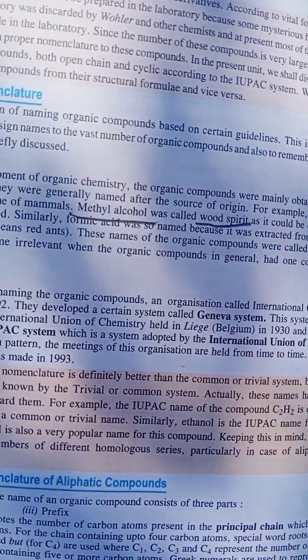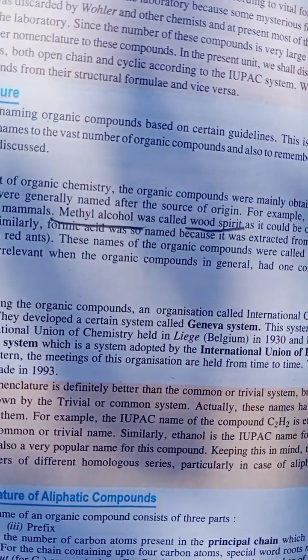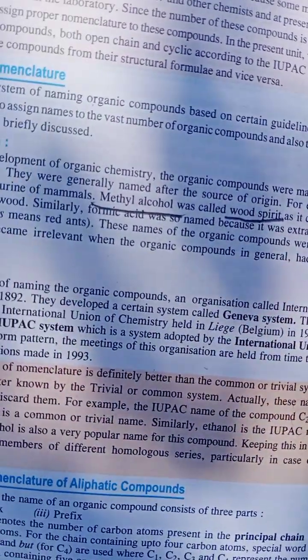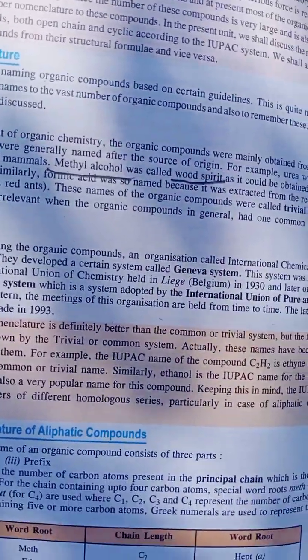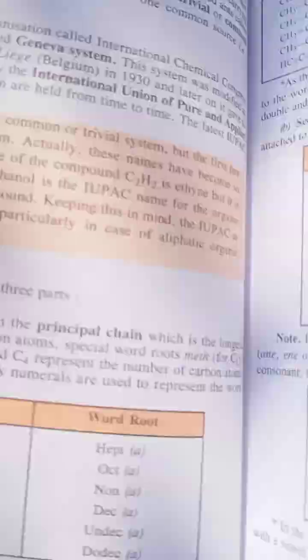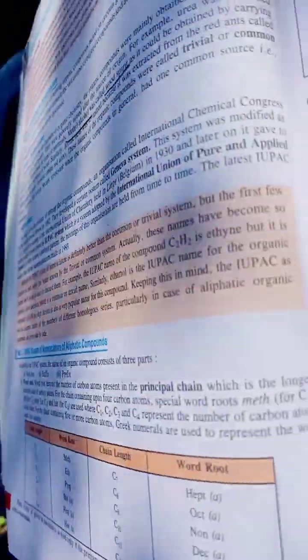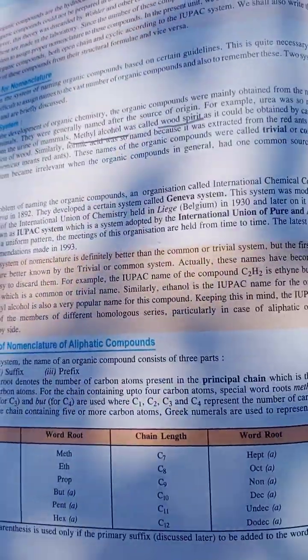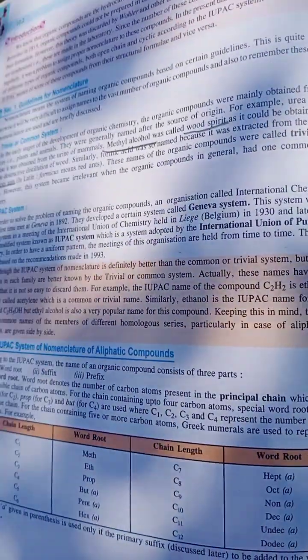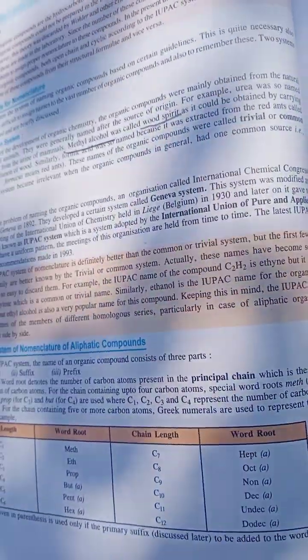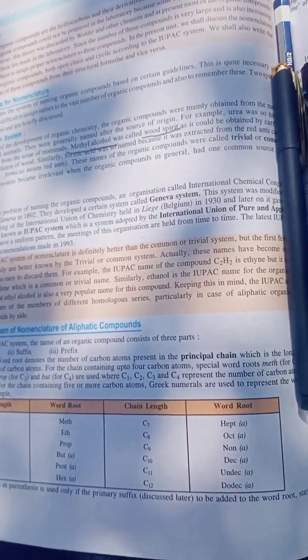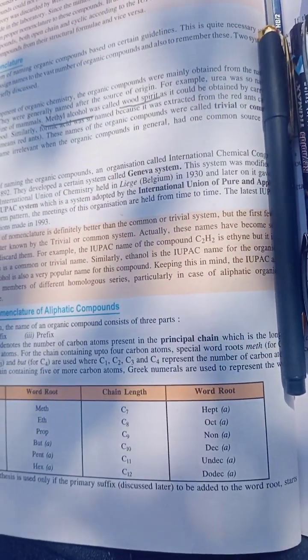Now, whatever I told you so far was theoretical. Now the major important thing came, that is how to write the name, the IUPAC system of nomenclature of organic compounds. According to the IUPAC system, the naming of an organic compound consists of three parts. First we have the word root, then we have the suffix, and then the prefix. What does the word root denote? The number of carbon atoms.